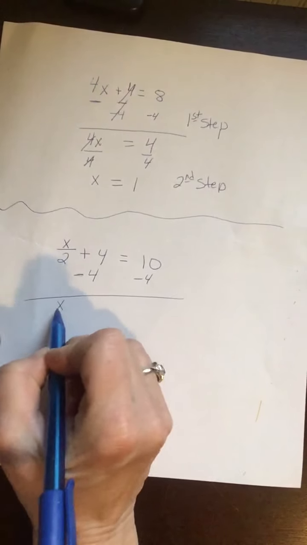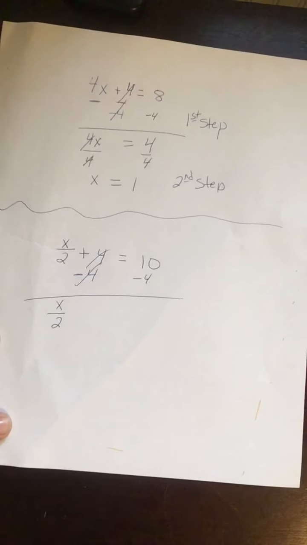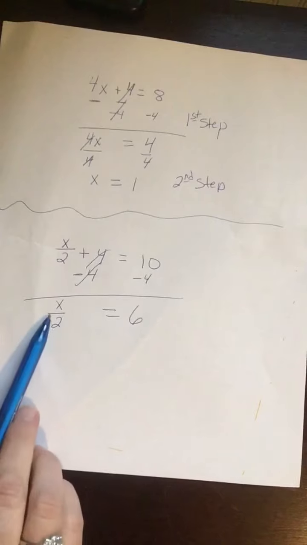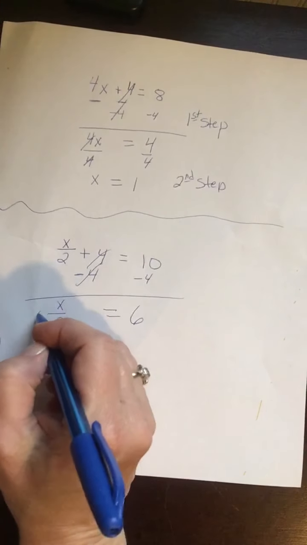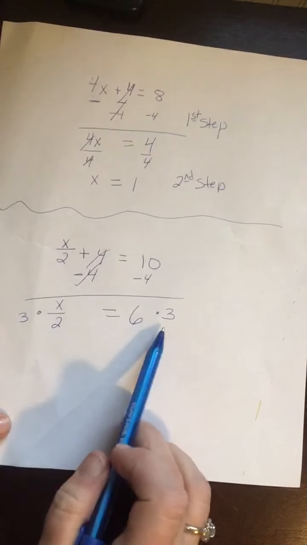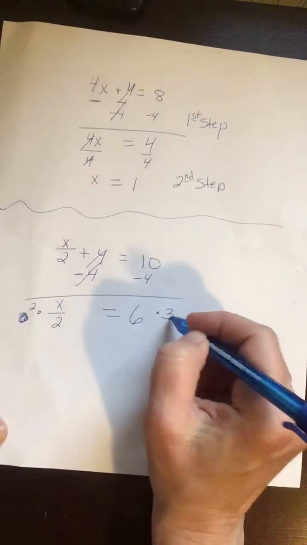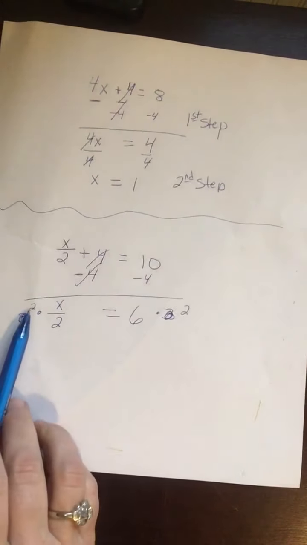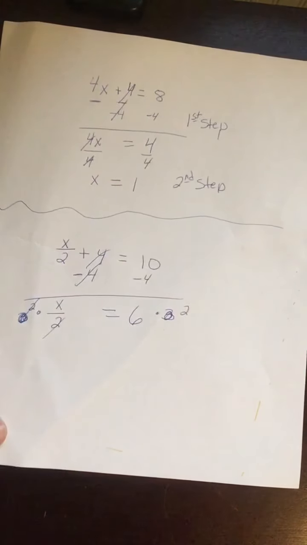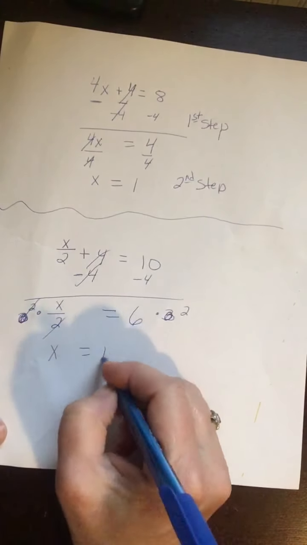So we're left with x over 2 because these were eliminated, equals 6. Okay, opposite of division is multiplication, so I'm going to times by 3. What I do to one side, I have to do to the other side. Oops, excuse me, times by 2. I apologize. Times by 2. Okay, so 2x over 2, you can cross the 2's out, and you're left with x. 6 times 2 is 12.